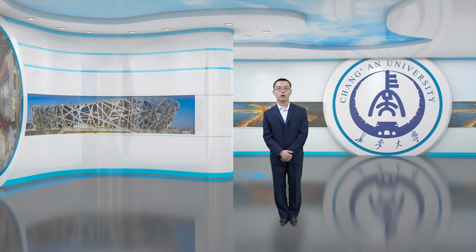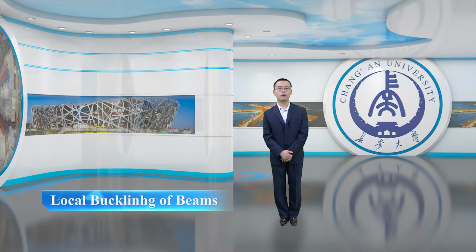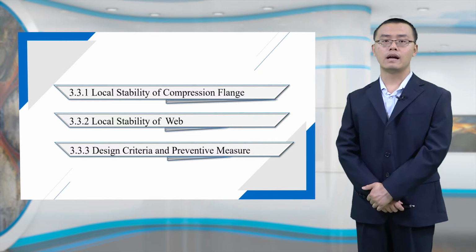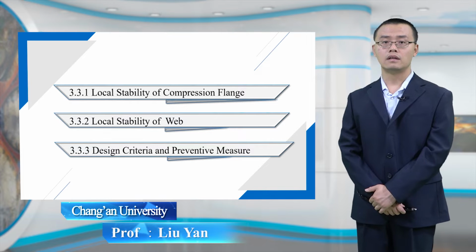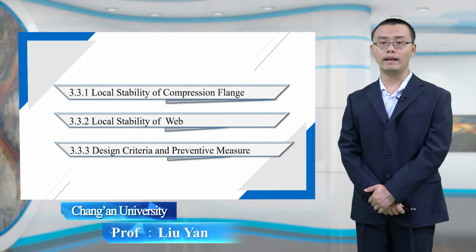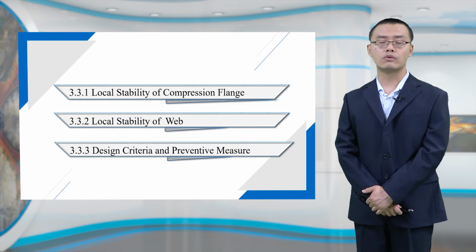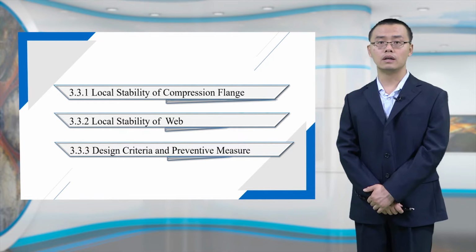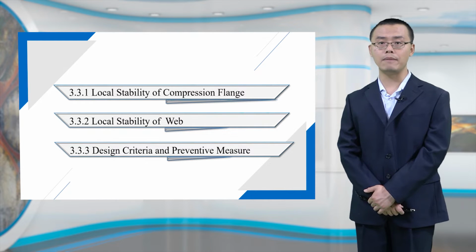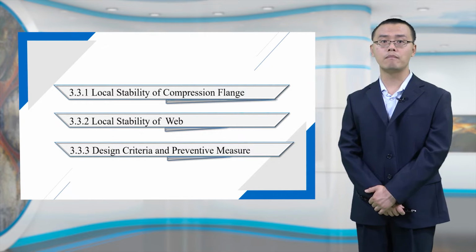Hello everyone, welcome to our course, Basic Principles of Steel Structure. This lesson covers local buckling of beams. Now here is the content: 3.3.1, Local Stability of Compression Flange; 3.3.2, Local Stability of Web; 3.3.3, Design Criteria and Preventive Measure.